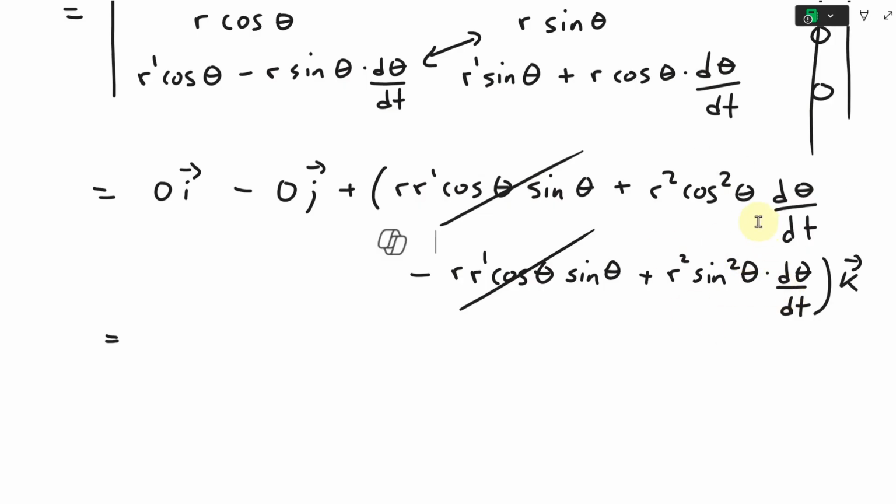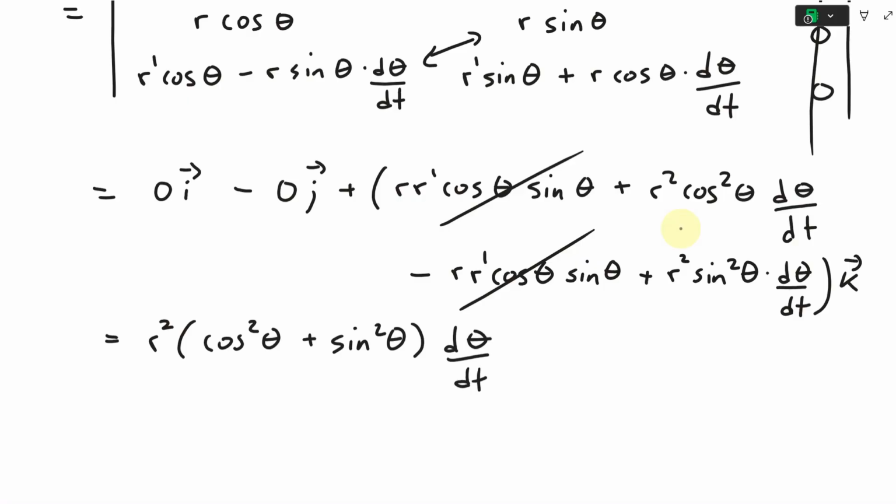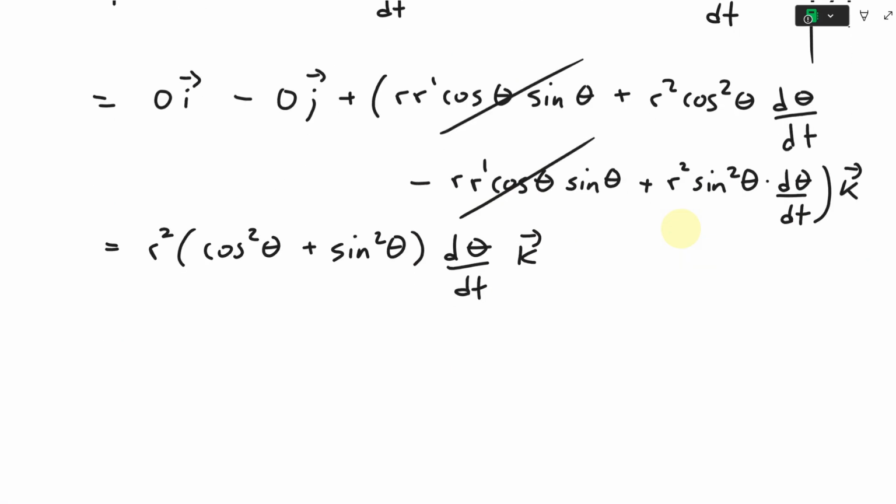So this equals, well, we could factor this r squared out. So it's going to be r squared, and now we're going to have a cosine squared theta plus sine squared theta. And then we have a d theta over dt, and this is going to be multiplied by the k vector, standard basis vector. And this one here is just a Pythagorean identity. This just equals 1.